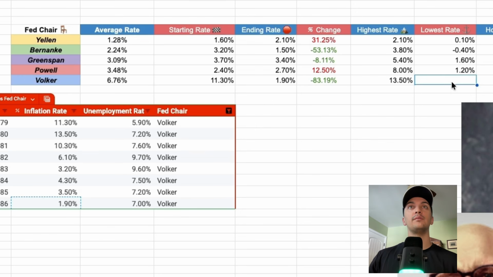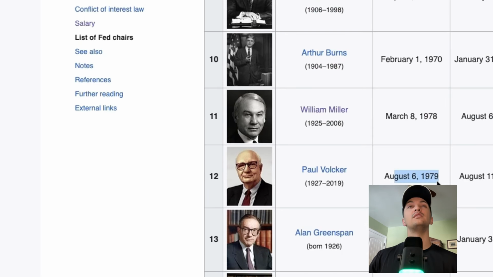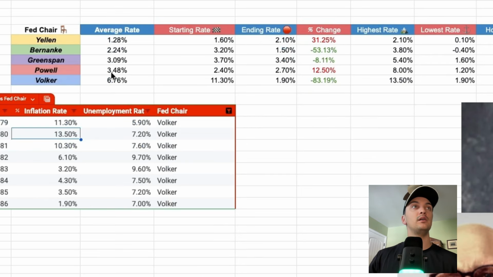So you see from Volcker, it just kept going down year after year. He had consistency there, I guess, except for 1980. But like I said, he took over in August. So I guess didn't have much time in 1979 to really work on it.